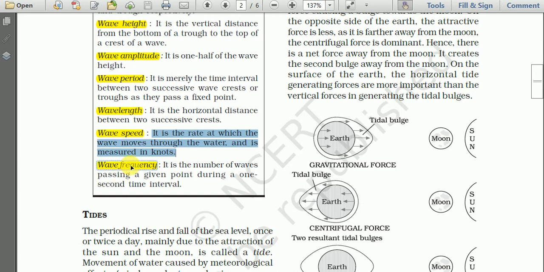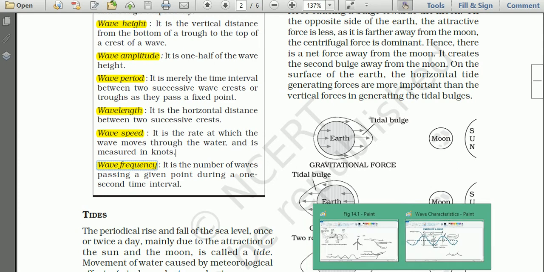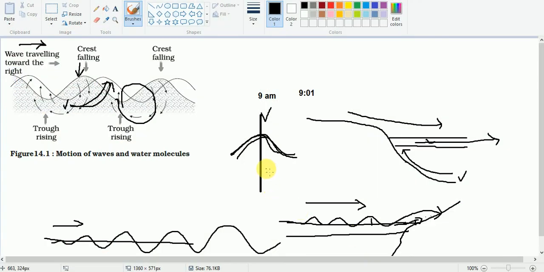And the last one we have is wave frequency. This is the number of waves passing a given point during a 1 second time interval. How many waves have passed a particular fixed point within 1 second? Again, let us see here. Suppose this is the particular fixed point, and within 1 second, how many wave crests have passed through.